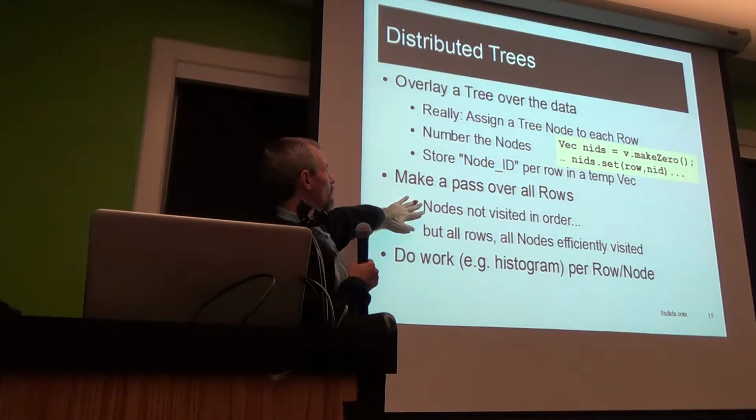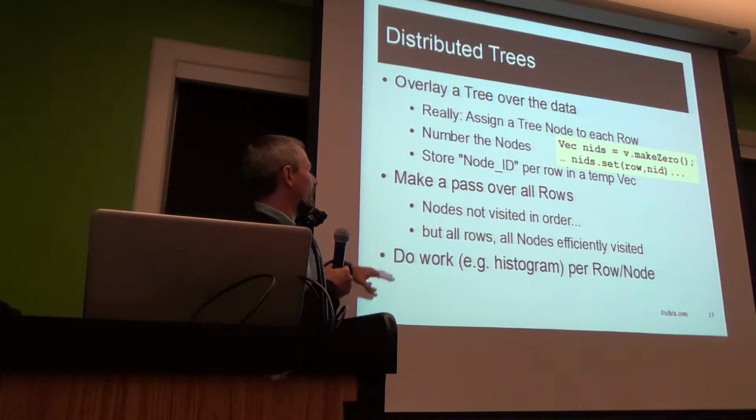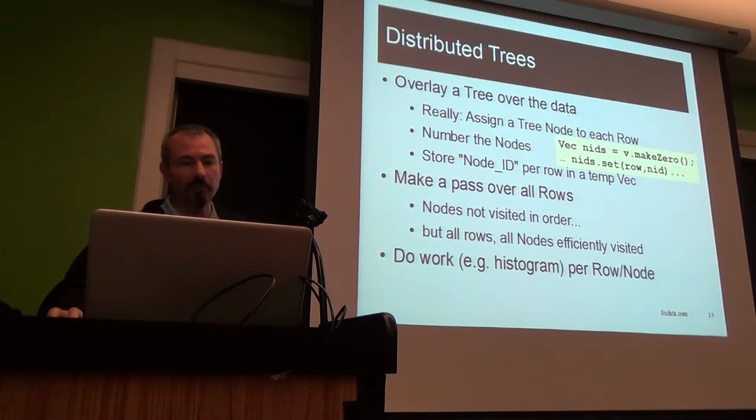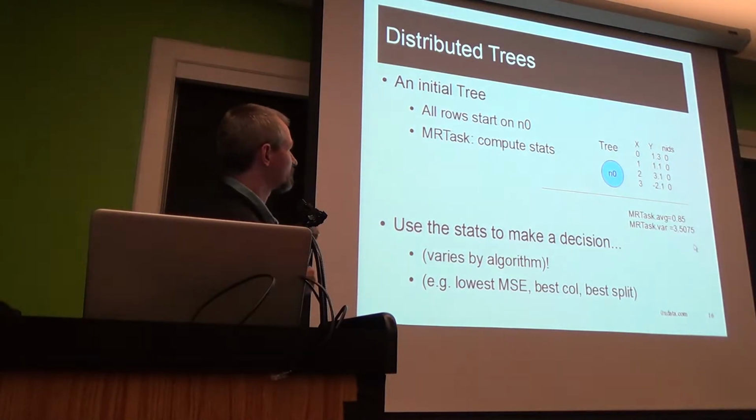So the nodes are not visited in order, but the rows are visited in order. And because the rows are visited in order, I'm very efficient at touching my data. And then I'm going to do some work per row. In particular, what I do is I grab histograms. So let's go look at what that turns into.